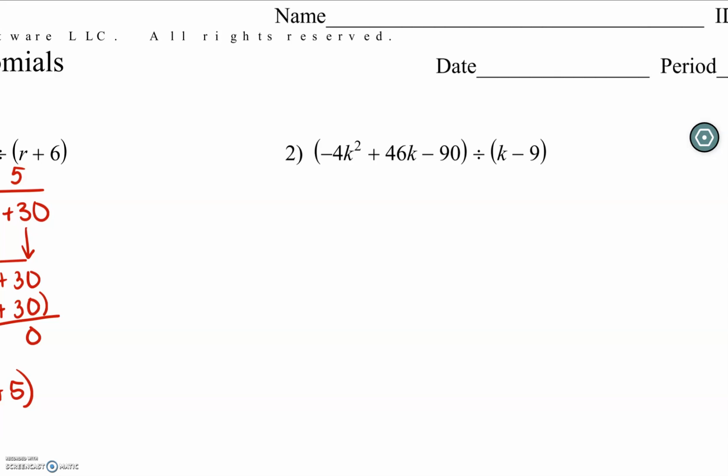Number 2, we're going to take negative 4k squared plus 46k minus 90 and divide it by k minus 9. Again, k minus 9 as a binomial cannot go into a monomial, so we have to expand our vision and look at the binomial. So our value is going to go up here above. K goes into negative 4k squared, negative 4k times.